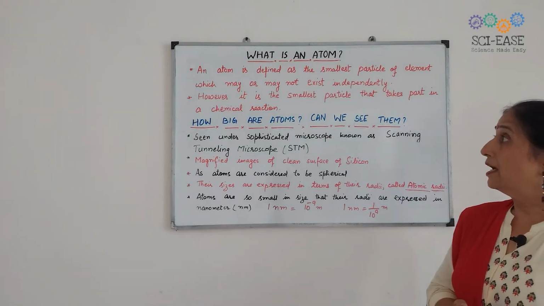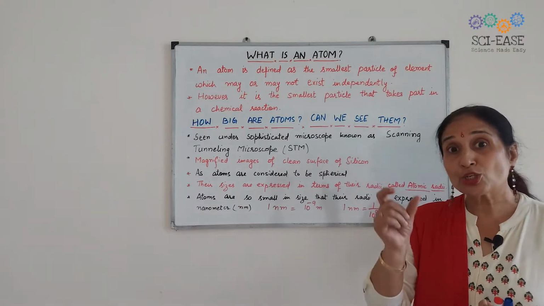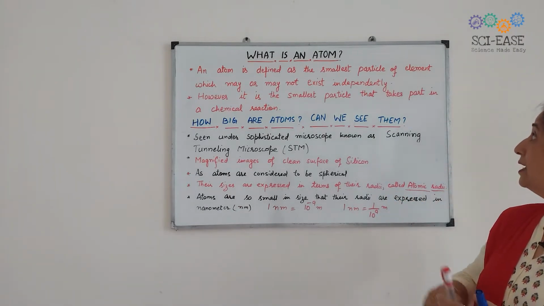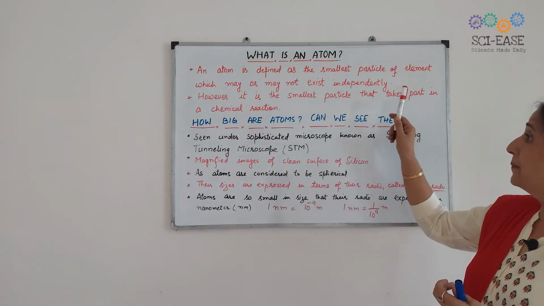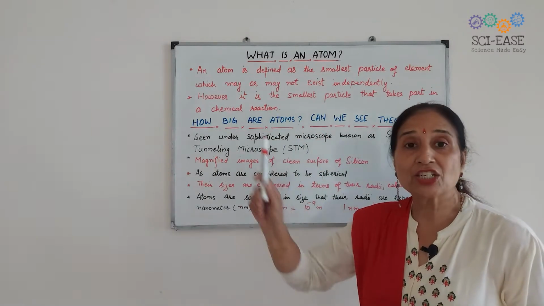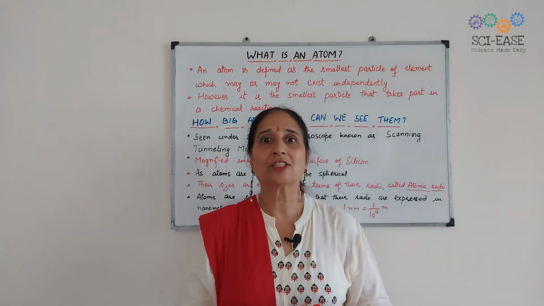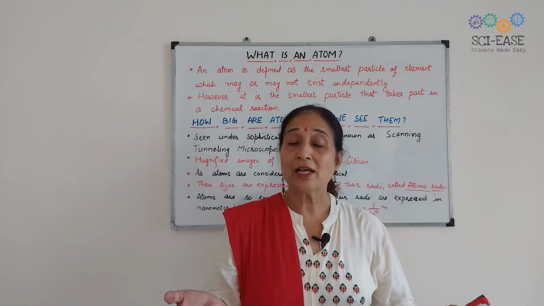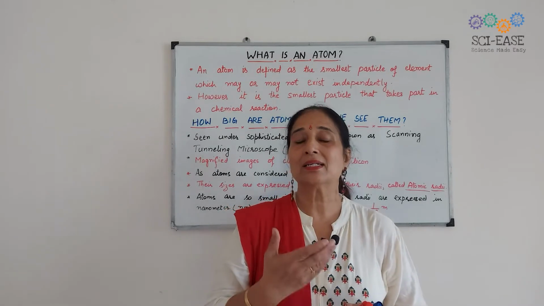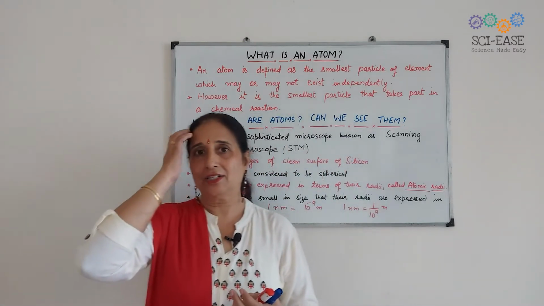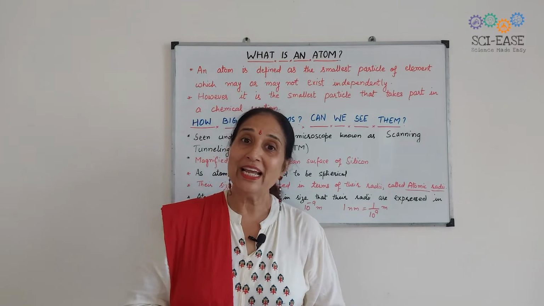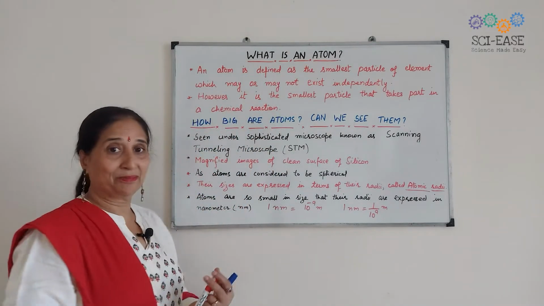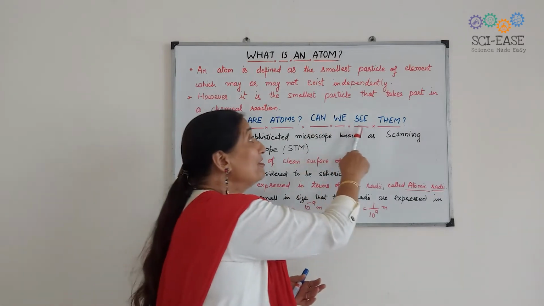However, these smallest units, or you can say atoms, take part in a chemical reaction. We have read about what chemical reaction is. So atoms, they take part in a chemical reaction. Now the next question is, how big are atoms? Can we see them?